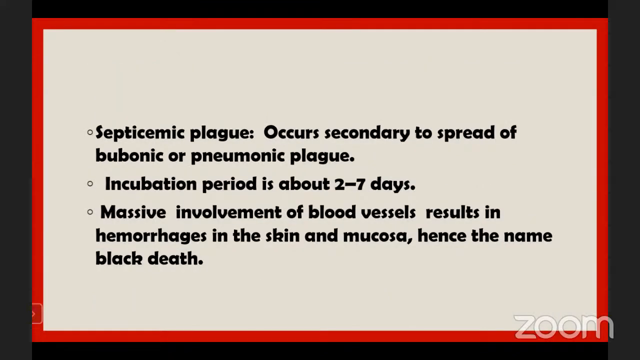Next one is septicemic plague. It occurs secondary to spread of bubonic or pneumonic plague, after bubonic or pneumonic plague. The incubation period of septicemic plague is 2 to 7 days, in which involvement of blood vessels is seen, and hemorrhages in the skin and mucosa. So it is named the Black Death.